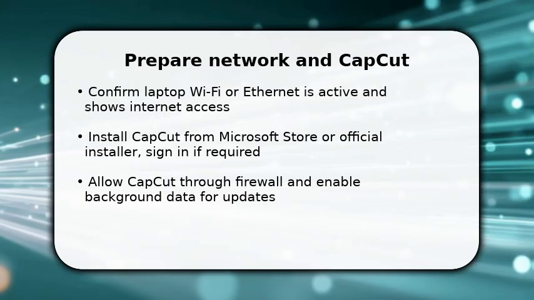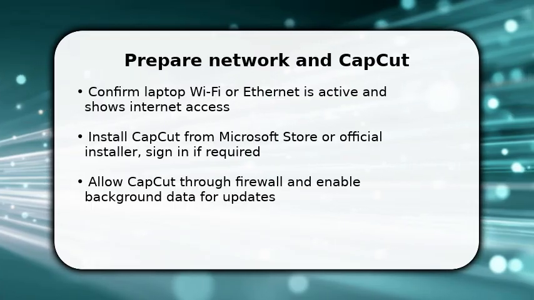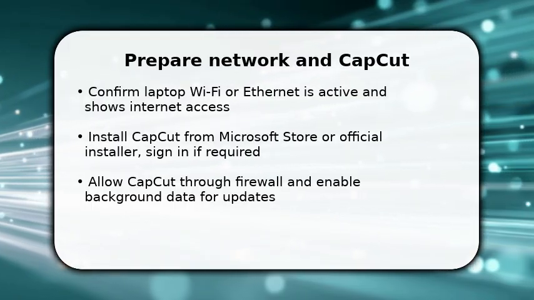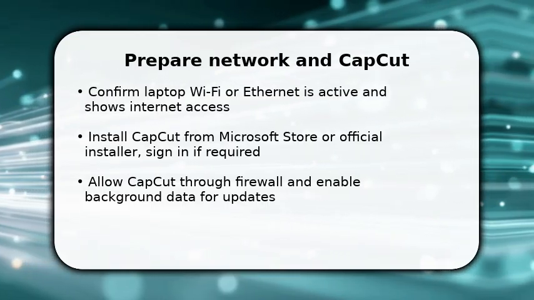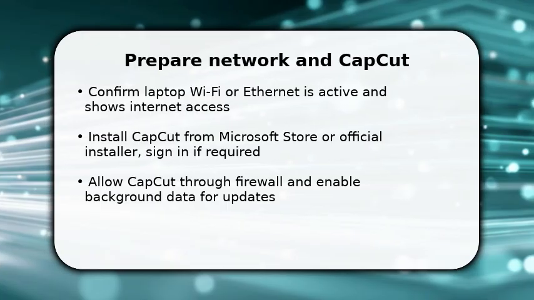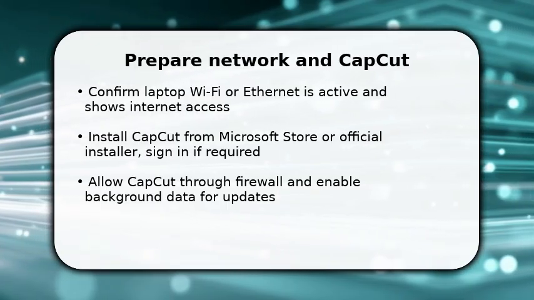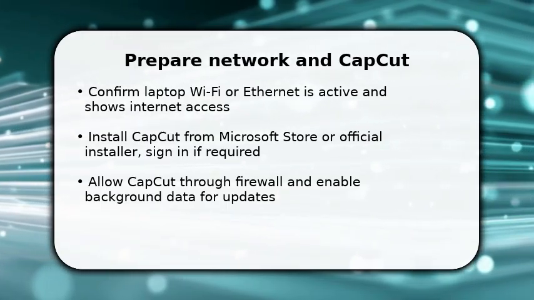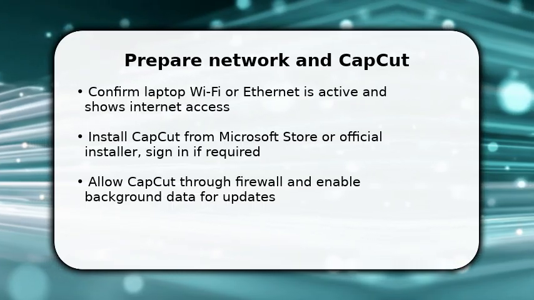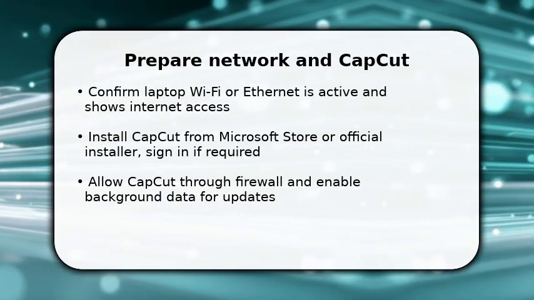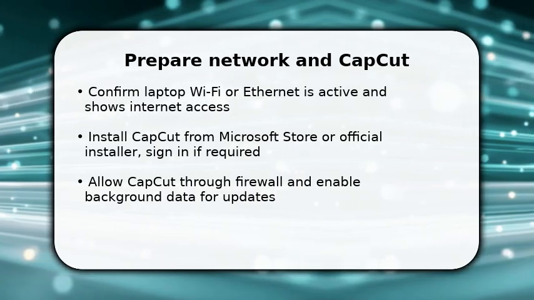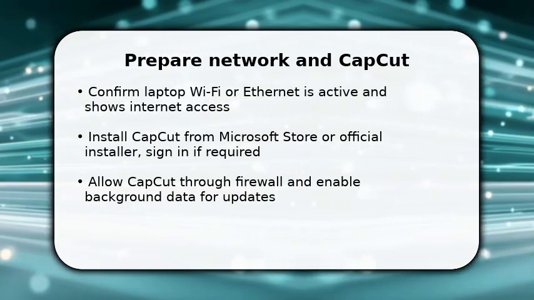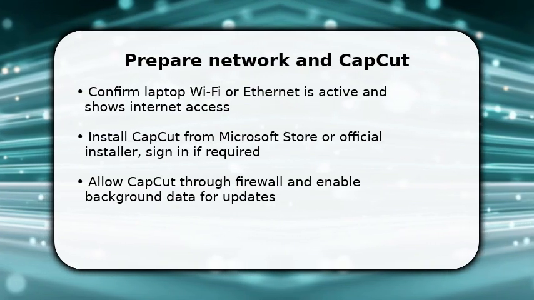You start by getting the network basics straight. Make sure your laptop's Wi-Fi or Ethernet is enabled and that other sites load to prove internet access. Once done, install CapCut from the Microsoft Store or the official installer and sign into your account so the app can sync. Then open Windows Firewall settings and allow CapCut or grant network permission. This prevents blocked downloads. These steps let the app reach update servers and media libraries without delay.